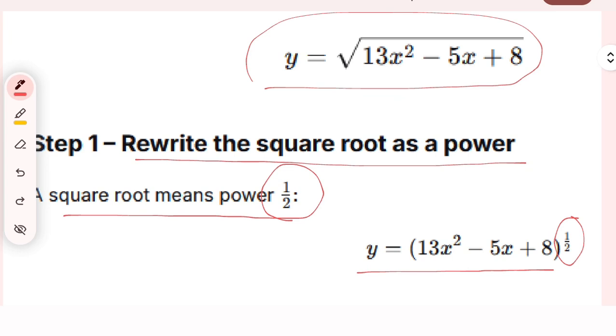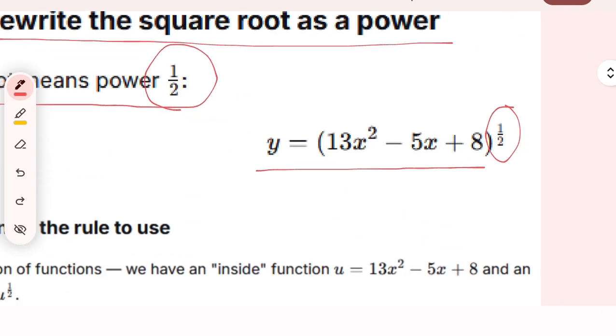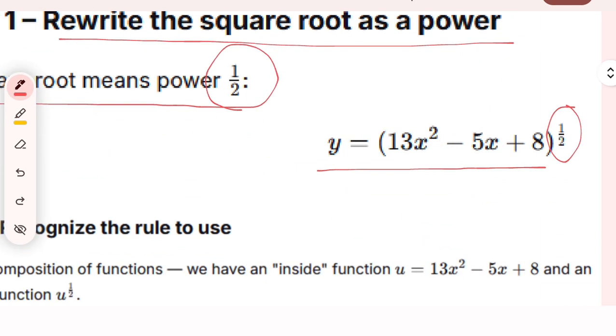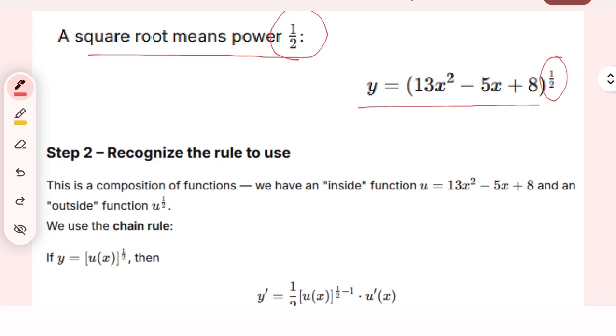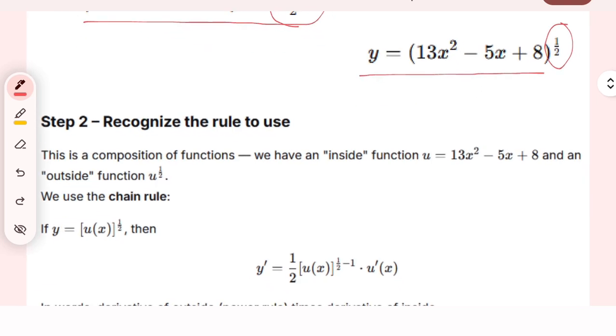Why are we doing this? Because it is actually easy if there is no square root. It is easier to take derivatives if it is in terms of a power or an exponent instead of a square root. Because now we don't have a square root anymore, we have raised to the power of 1/2. All right?